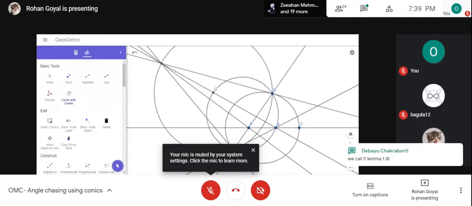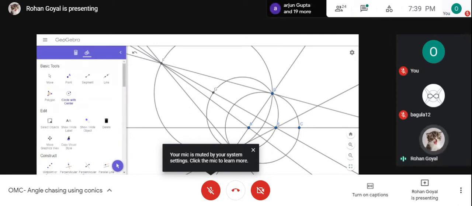Okay, let me see what else. Yeah, okay, that reminds me. If I change this from an ellipse to a hyperbola, and you can take this as an exercise, then the point at which the tangents meet will be the incenter. Right now we have the excenter, then it will be the incenter.